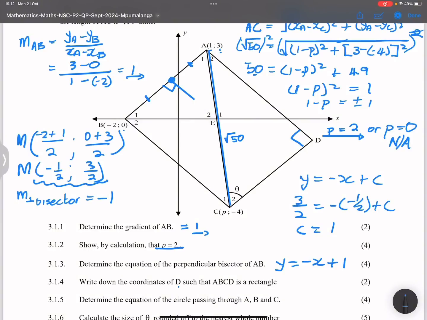So I already should know that the gradient of CD should be equal to the gradient of AB, okay? And so that tells us that gradient should be 1, all right? We just found in this case, or rather, we know that the gradient of AD should also be -1.